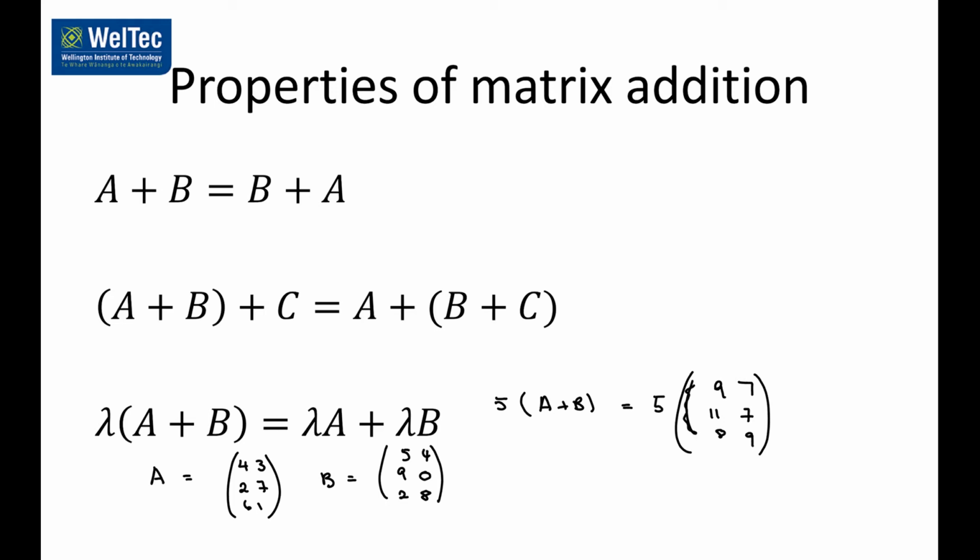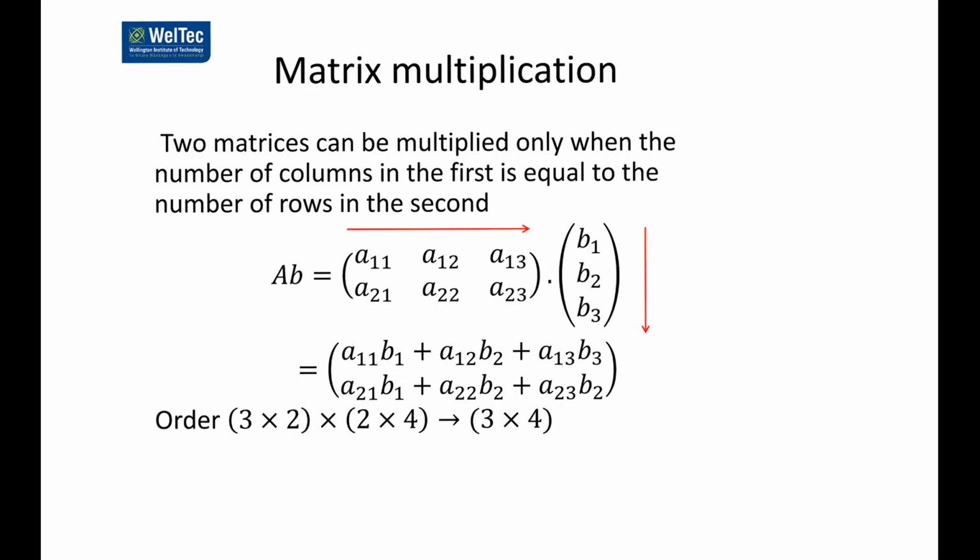then our rule would say that that's equal to 5A plus 5B, and we can show that that's equal to 45, 35, 55, 35, 40, and 45. And if we were to work out what 5 times A was and 5 times B was, it would be the same. We need to look at matrix multiplication, and only sometimes can you do it.